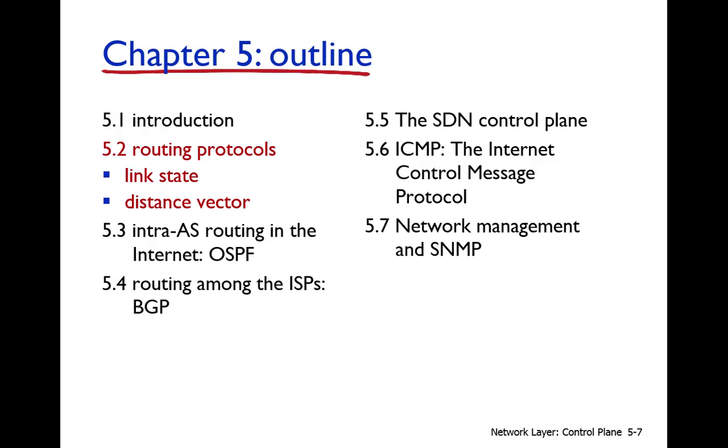Now we are going to discuss the routing protocols used at the control plane for traditional networking, that is, the per-router control plane. We have two types of routing protocol. One is called the link state routing protocol, and one is called the distance vector routing protocol.